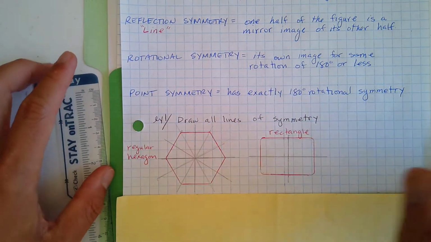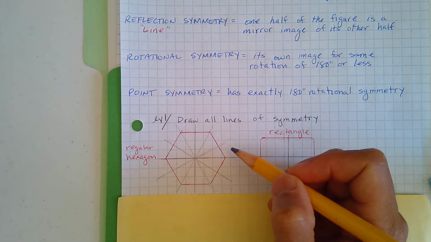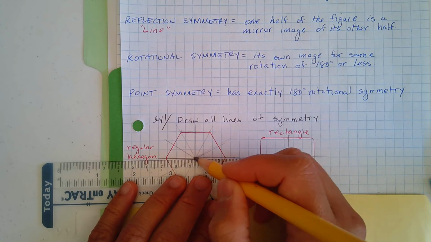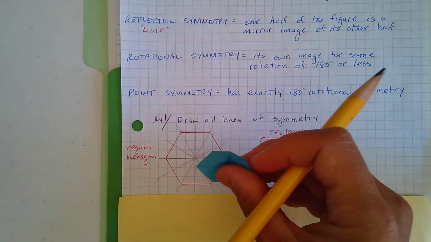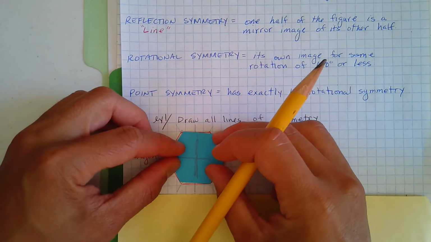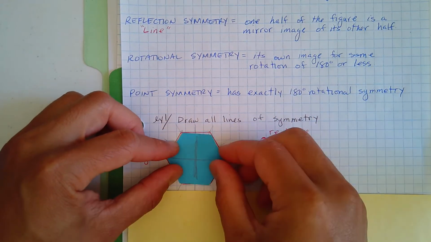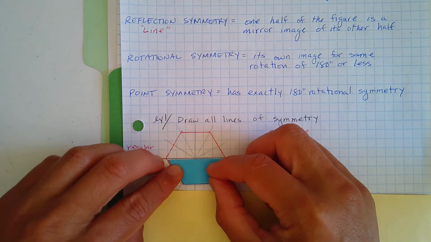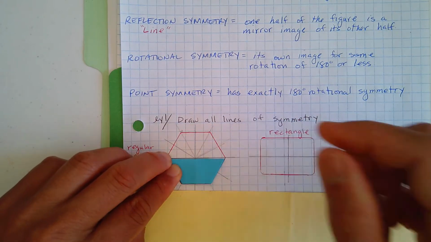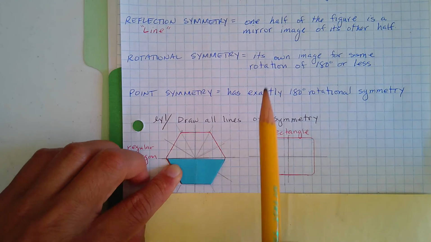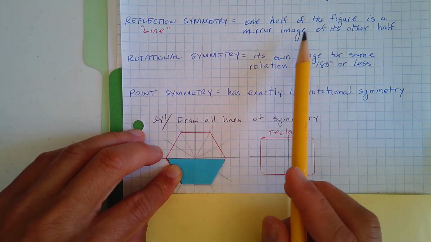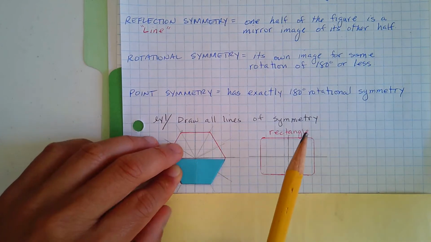If we looked at this line of symmetry here, horizontal, okay, so what that's going to do is, here is our regular hexagon. We fold it, and now the first half folds onto the second half. So that's what reflection symmetry is. It's one half of the figure is a mirror image of its other half.